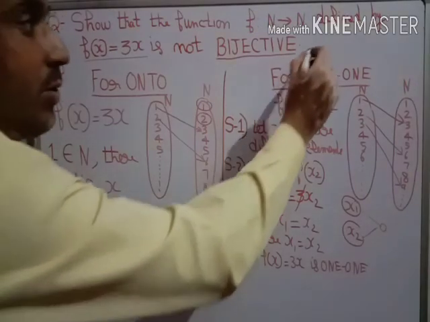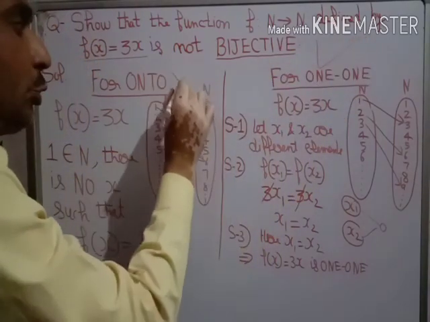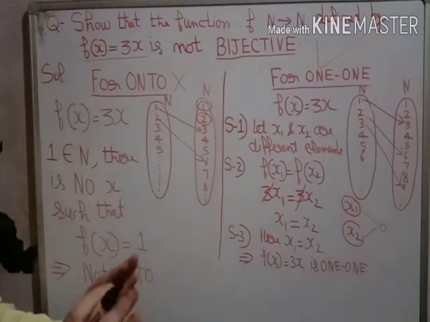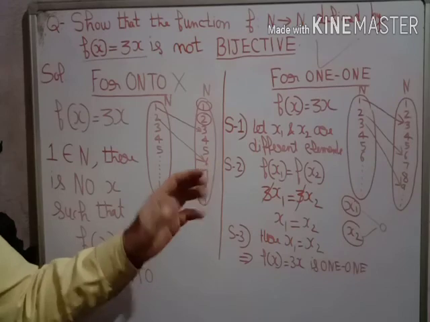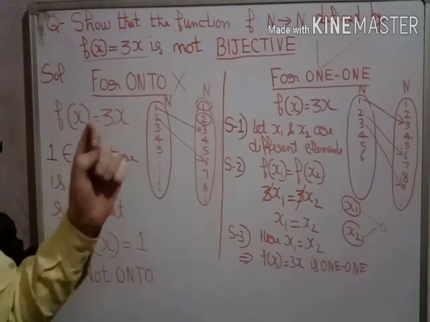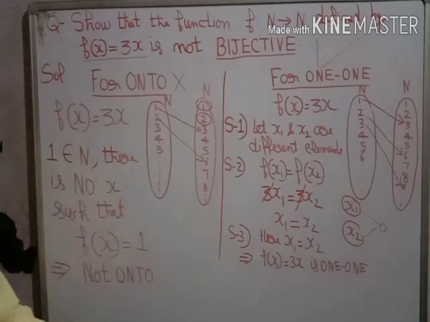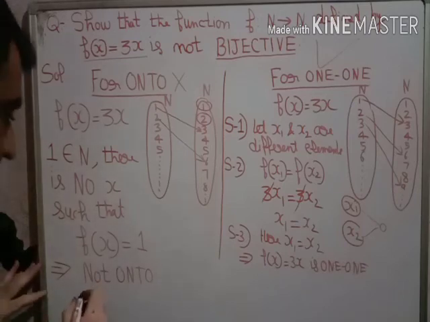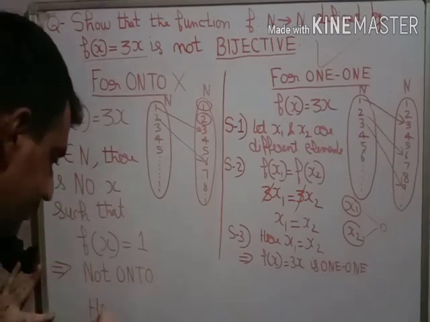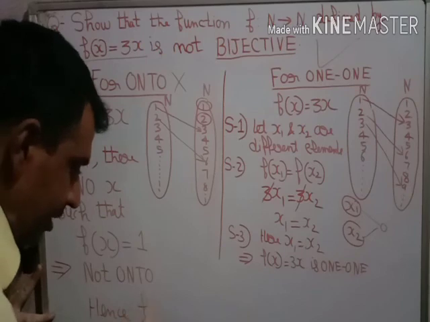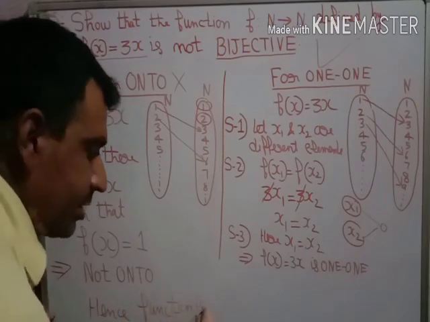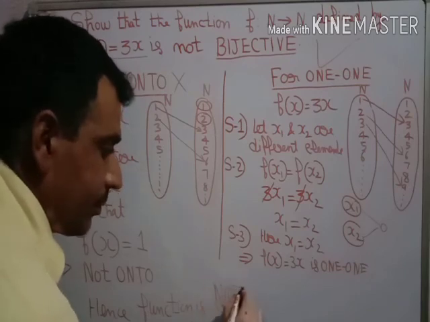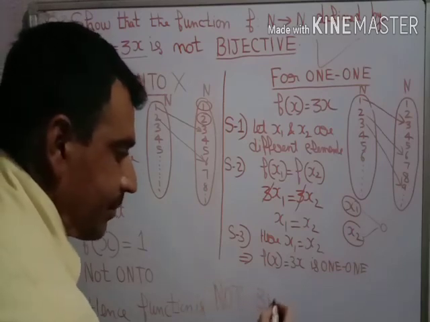And this is 1-1, but not onto. It means the function is not bijective, because we have already studied that if any function is 1-1 and onto both, then the function is bijective, otherwise it is not bijective. And hence the given function is not bijective.